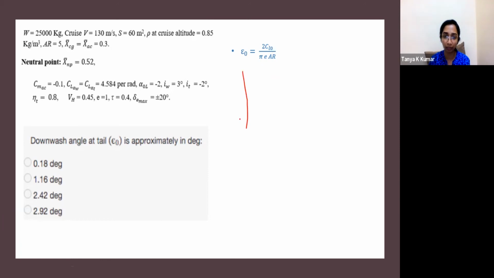Okay, so the lift curve slope is given to us, right? Lift curve slope is not given, but we have this value. There, see? So alpha that produces 0 lift is -2, so this is -2 degrees. And we have the CL alpha. CL alpha is the slope. CL alpha is 4.8584 per radian. And we have alpha that produces 0 lift.